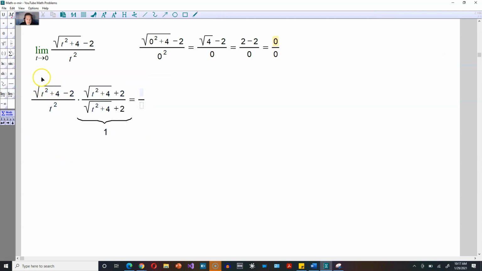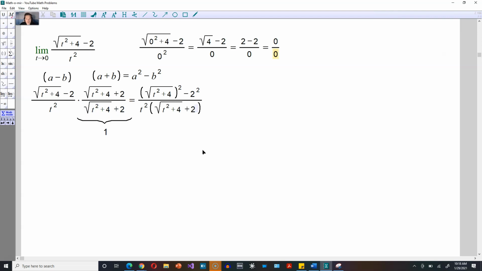There's a pattern that you have to apply. This is of the form a minus b, and the other factor on top is of the form a plus b. Maybe you remember that a minus b times a plus b gives you a squared minus b squared, because of the difference of squares. That same logic applies here. The square root of t squared plus 4 is your a, and the 2 is your b. So it's going to look like the following at the end: the square root of t squared plus 4, and this whole thing squared, minus 2 squared, because 2 plays the role of b in the pattern. On the bottom you would just have t squared, and then within parentheses you put the square root of t squared plus 4 plus 2.